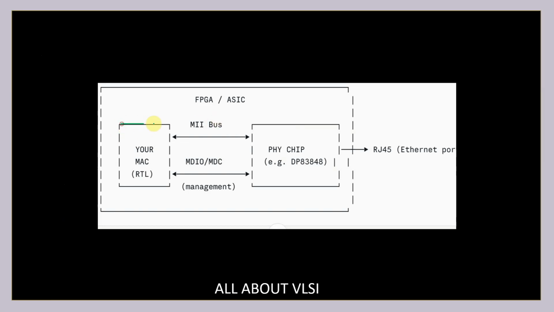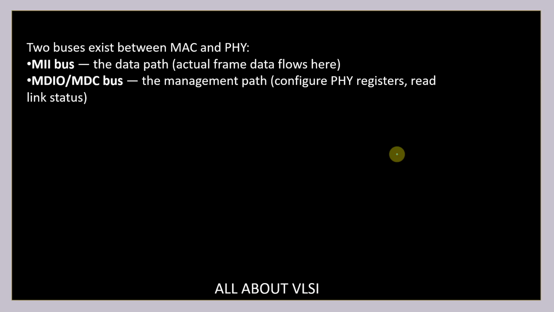So this will be our Ethernet MAC controller, and I'm going to have the MII interface present. Using this MII interface, I'm going to communicate with my physical chip, and this physical chip is going to connect to the external world using RJ45 Ethernet cables. So this is what we are going to design.